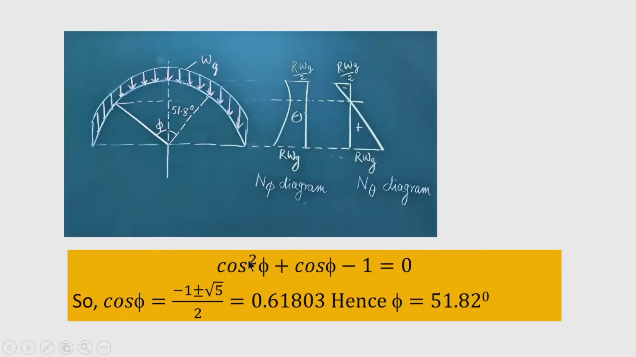Okay. So, this gives a quadratic equation in cos phi, and one value of cos phi is 0.61803, and this is the only value that can be accepted. The other value is not relevant to the problem in question. So, therefore, cos phi is found as 0.61803 and phi is 51.82 degree.